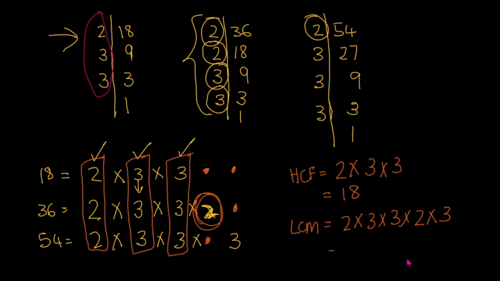Okay, then you just work this out. You've got 3 times 3 is 9. 9 times 3 is 27. 27 times 2 is 54. 54 times 2 will give you 108, and that's your LCM.